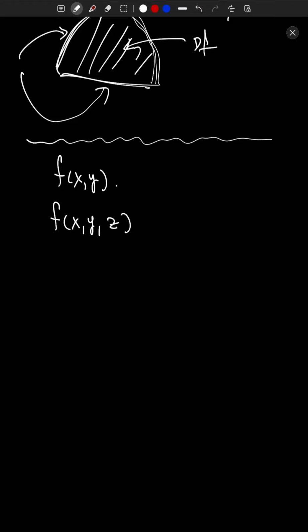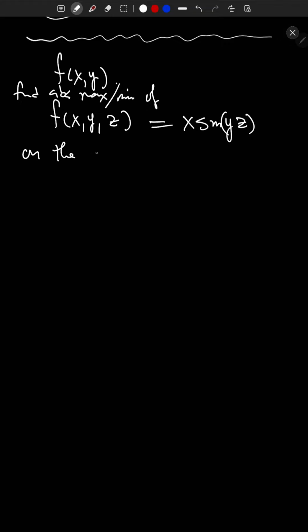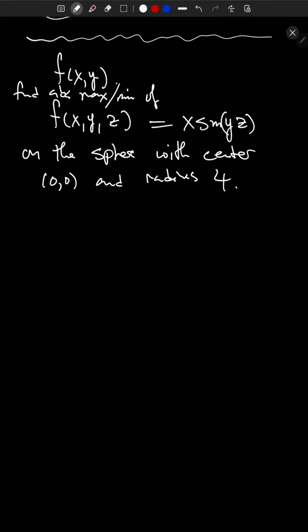But here, look, we can do an example. We're not going to do the complete example, but let's say I want to find the absolute max and min of f of x comma y comma z equals just whatever, x sine y z, right? On the sphere with center the origin and radius 4. We can actually do that now.